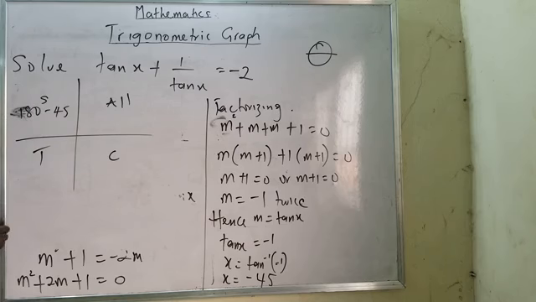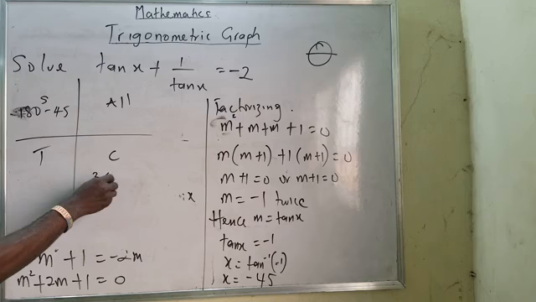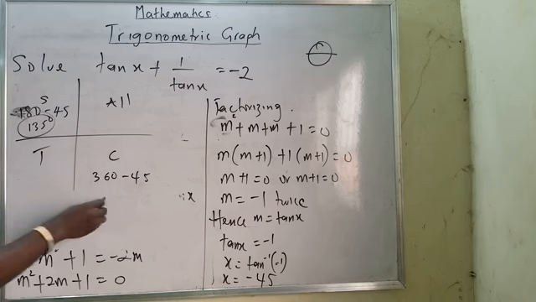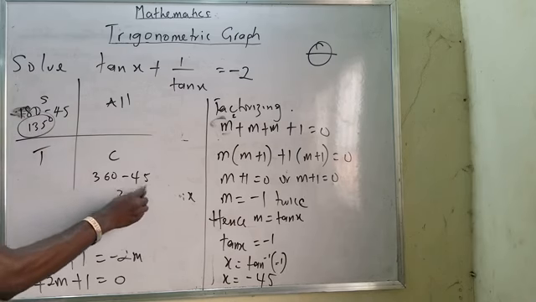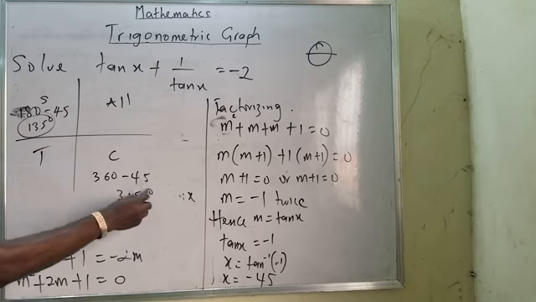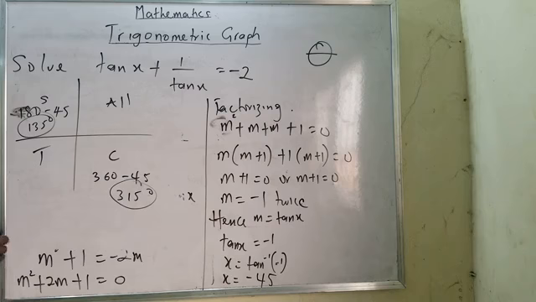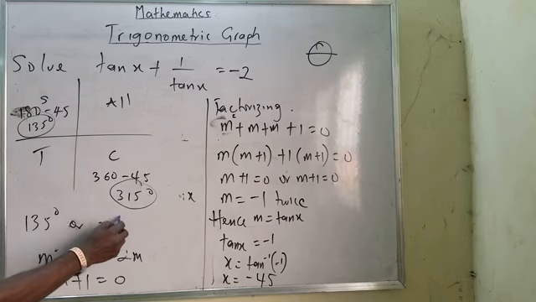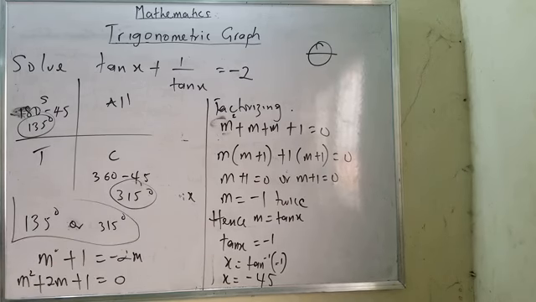Now here will be 1, here will be 360 minus 45. It means I will be referring to 135 degree and 315 degree. Yes, 315 degree. It means my answers are 135 degree or 315 degree. That is my possible value for that.